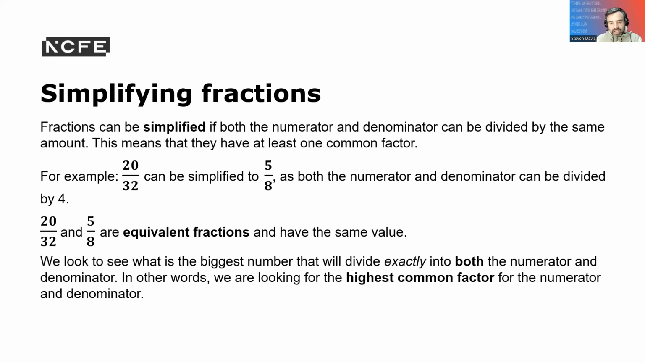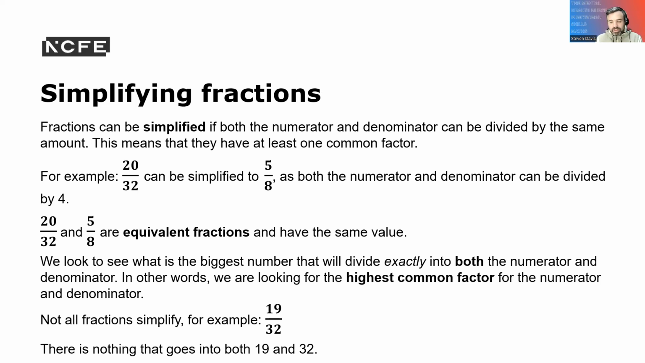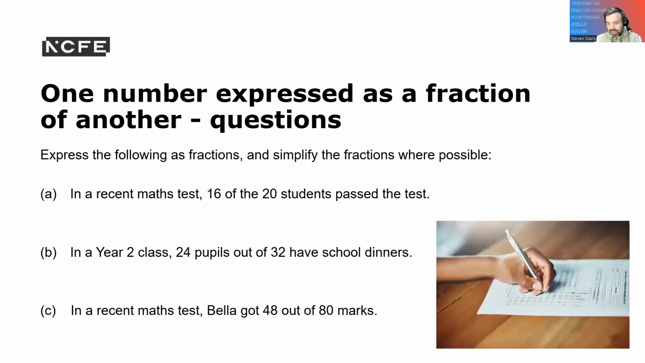We look to see what is the biggest number that divides exactly into both the numerator and denominator. In other words, we are looking for the highest common factor of the numerator and the denominator. Not all fractions simplify. For example, 19 over 32. There is nothing that goes into both 19 and 32.